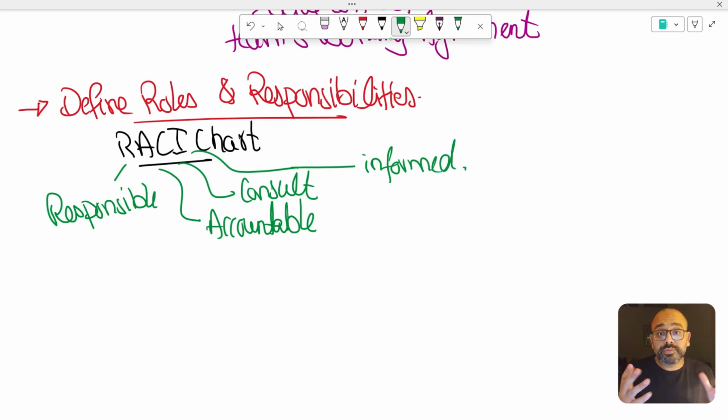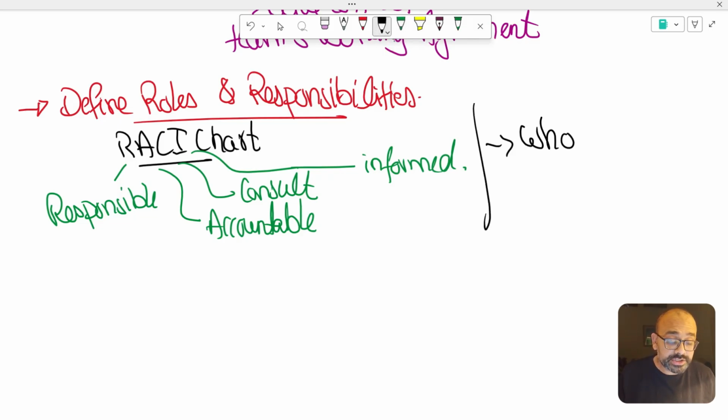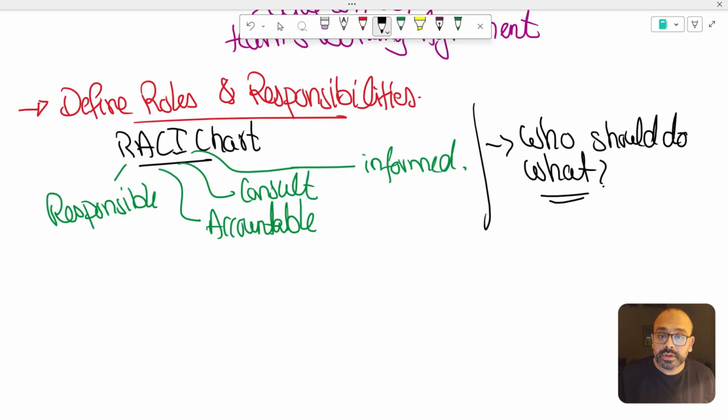This is one of my personal favorite tools that I use when it comes to defining who should do what. Yes, this is the main keyword here. A RACI chart is used to know who should do what. A responsible is a person who will be doing the work.